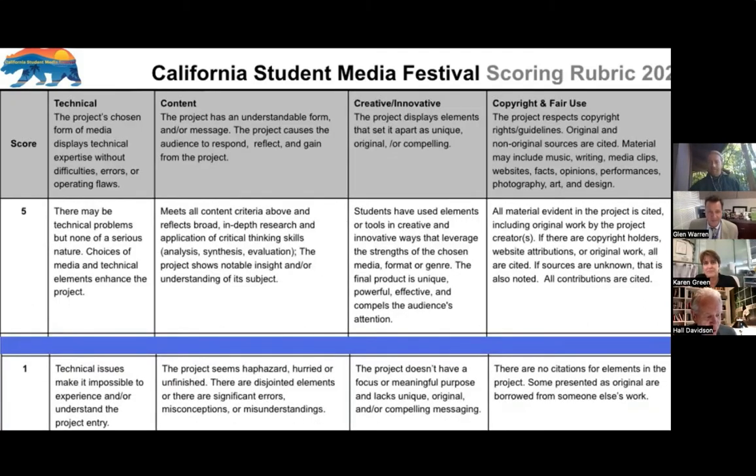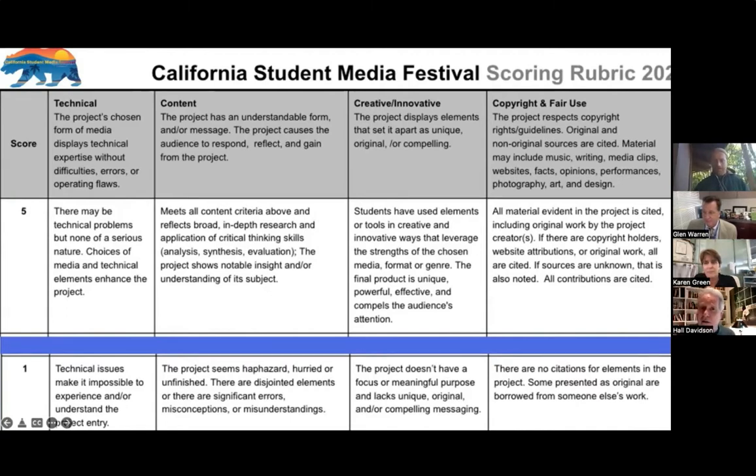This is the judging rubric, and this is what you'll have. Your job is really just to look at media and give it a score. That would be the highest score. The first category is technical. Now, technical can mean a lot of things, but let's look at what the best would be.